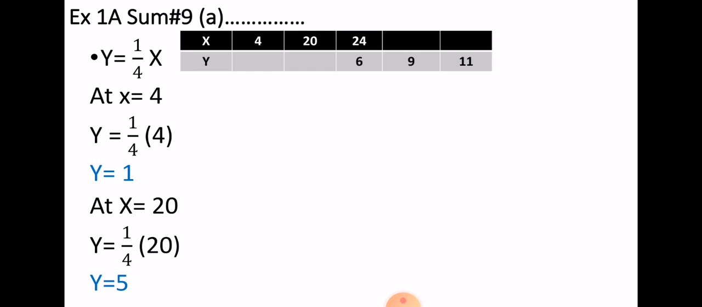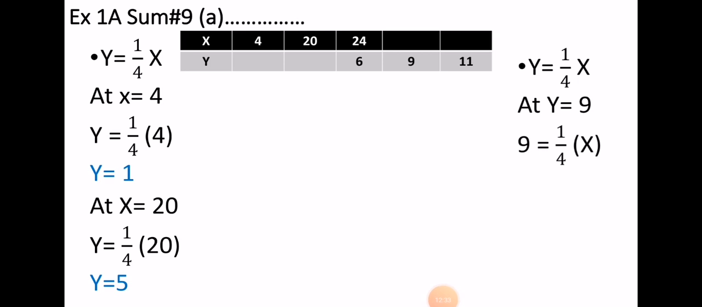Now put the values of y. Again the equation y is equal to 1 over 4x. Now here put the value of y: y is equal to 9. At y is equal to 9, 9 is equal to 1 over 4x. As 4 is being divided, it will be multiplied on the other hand side. So x is equal to 9 times 4, which is 36.